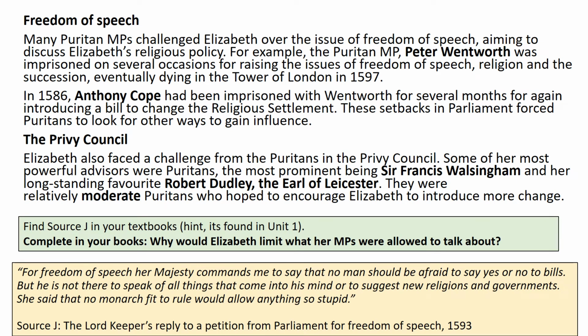So now it's time to add to the note that we've already started. We need to write down freedom of speech and record the information beneath and the Privy Council. So it's important for us to know that Puritan MPs did challenge Elizabeth over freedom of speech. One such man's name was Peter Wentworth. On two occasions, I guess he didn't learn the first time, on two occasions he stood up in the House of Commons and he tried to talk about a lack of freedom of speech among MPs.